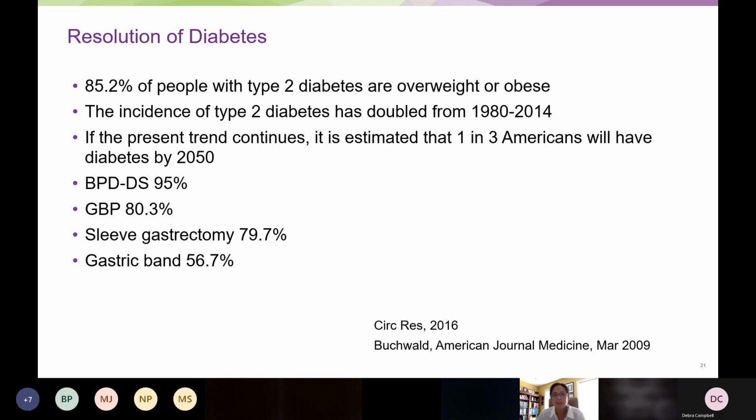If you look at the different surgeries that we do, the biliopancreatic diversion really has the best resolution of diabetes, 95%. The gastric bypass is second at 80%. Gastric sleeve is about 80% as well. And the gastric band is effective in resolving diabetes about 50% of the time if people have had diabetes less than 5 years. So one of the key things is, ideally, we'd like to see these patients before they start developing comorbidities. But once they have the comorbidities, these surgeries will help resolve them. Next slide.